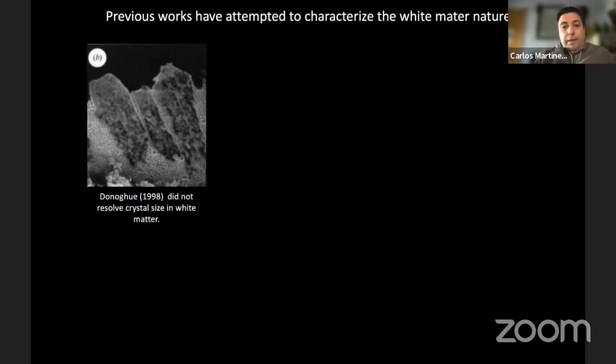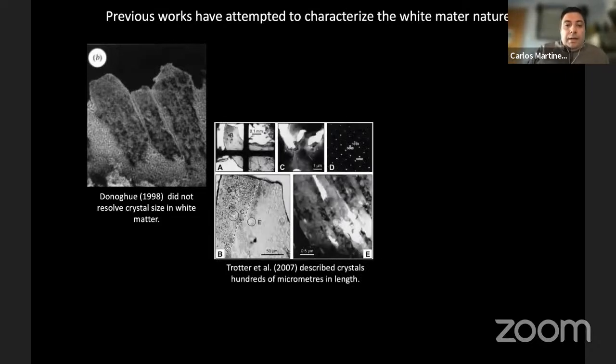Because it's a specific tissue of conodonts, for the last 20 years or more, several groups have tried to characterize the nature of this tissue. One of the most important works trying to describe the different tissues with new techniques was Donoghue's, and he couldn't resolve the crystal size of the white matter, probably because of the technique used. Later, Trotter, using transmission electron microscopy, described this crown tissue, this white matter tissue, as single crystals, a hundred micrometers in length.